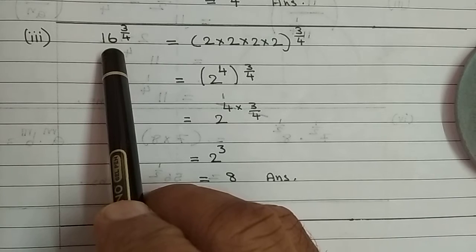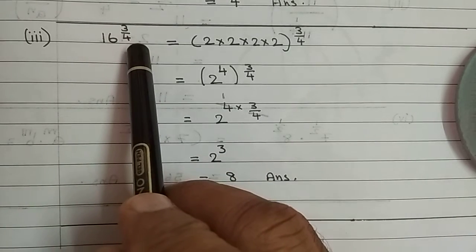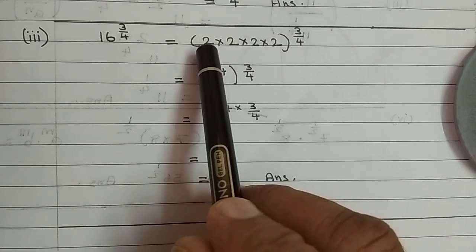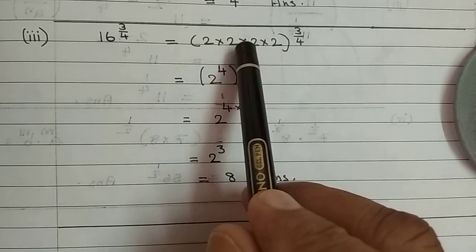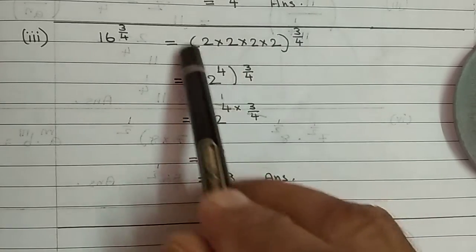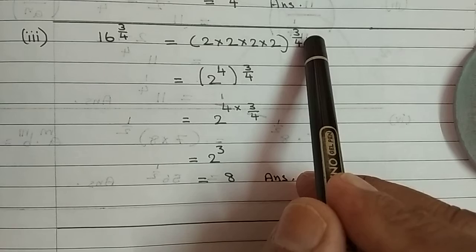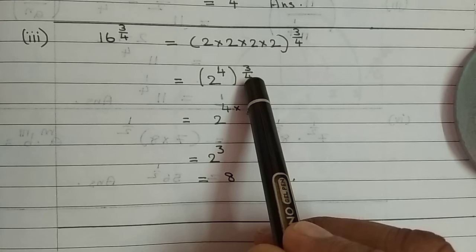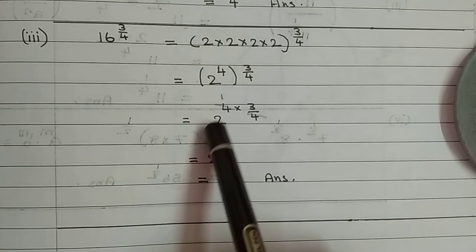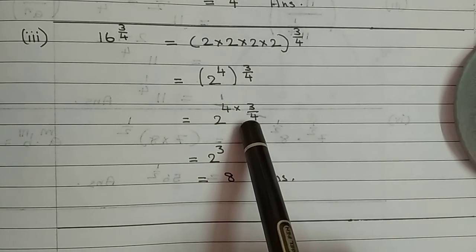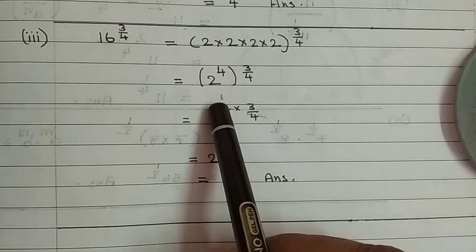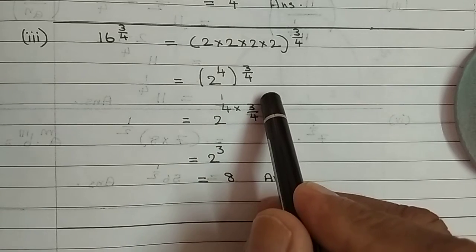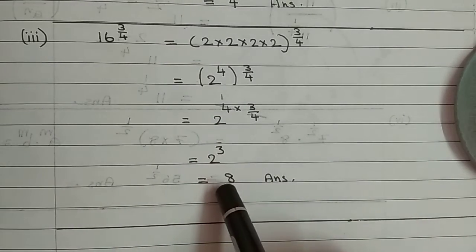Find the value of 16 raised to the power of 3 by 4. Find the prime factorization of 16, that is equal to 2 multiplied by 2 multiplied by 2 multiplied by 2. Then whole raised to the power of 3 by 4. 2 raised to the power of 4 whole raised to the power of 3 by 4. 2 raised to the power of 4 into 3 by 4, 4 and 4 is cancelled. You get 3 in the exponent, 2 raised to the power of 3, which is equal to 8.